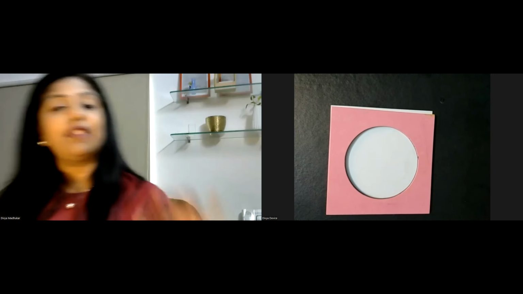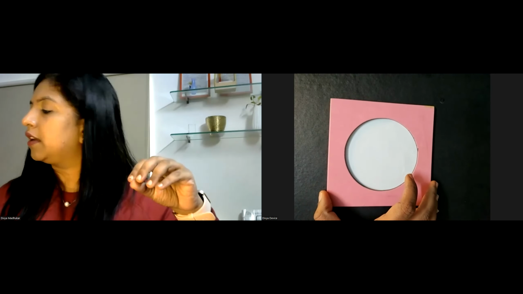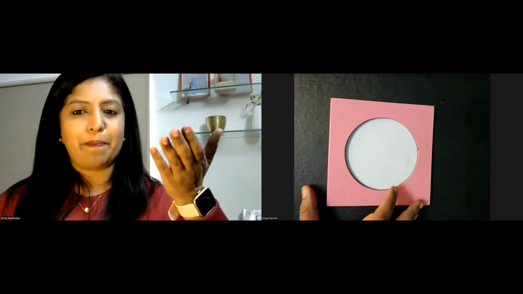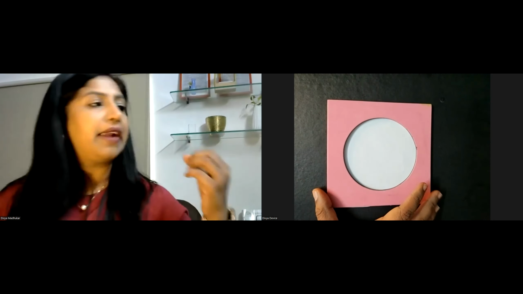Yes. So you will have three things. One is the base of it, or I could say the writing pad of it. Then I'm going to keep the paper. Then I'm going to keep my metal frame.